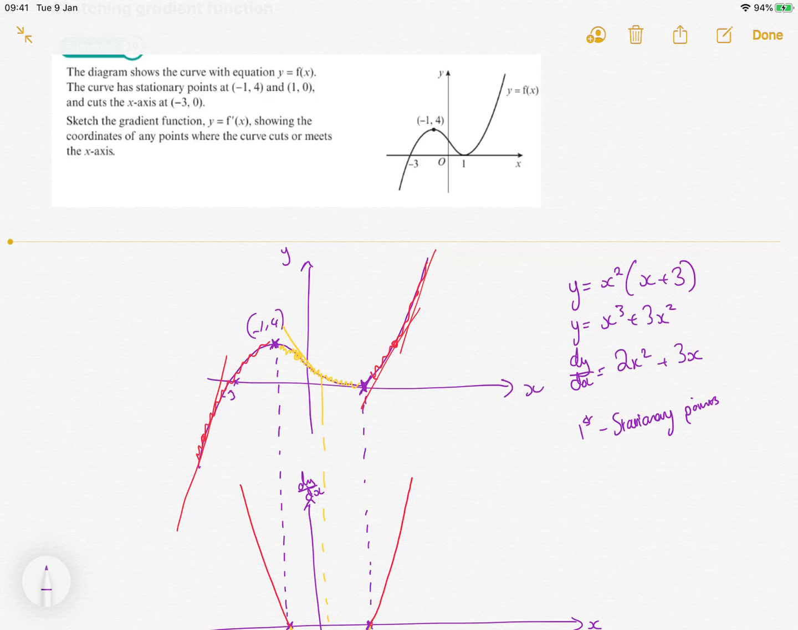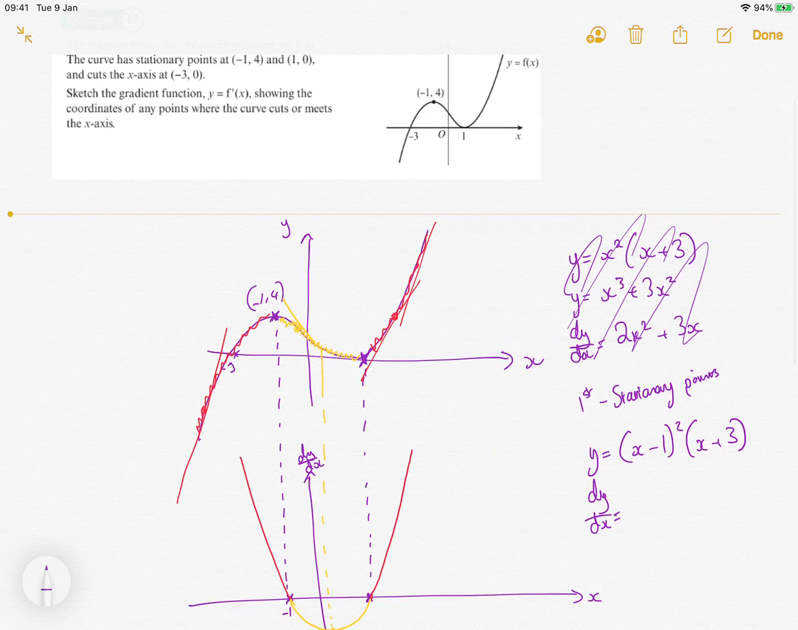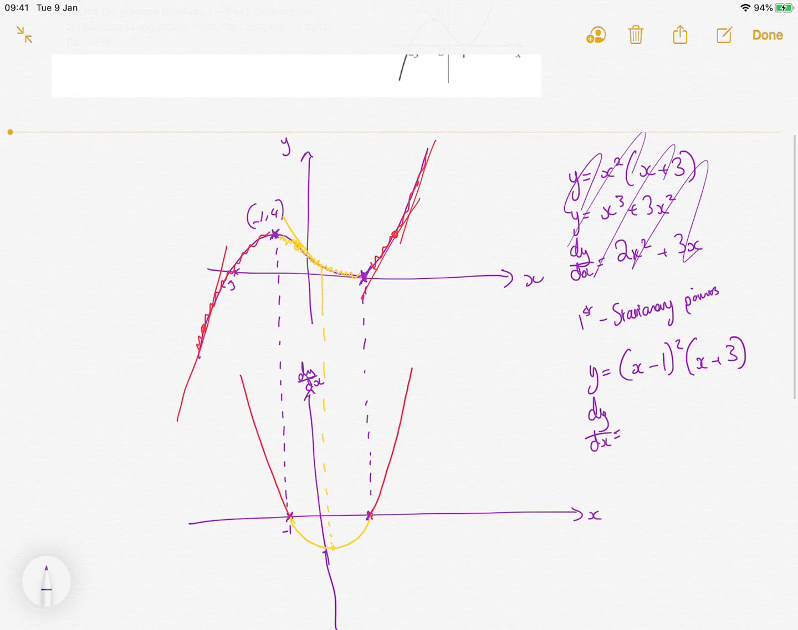Oh no, sorry, I've done that wrong, haven't I? Because it should be the graph of (x minus 1) all squared times (x plus 3). And then you'd have to expand it and differentiate. So ignore that, that was wrong. Because the repeated root is at 1, isn't it? So if you did dy/dx, then you should find that you'll get this quadratic here.